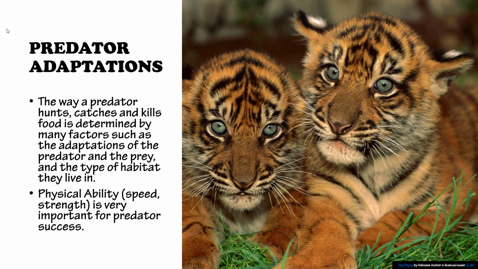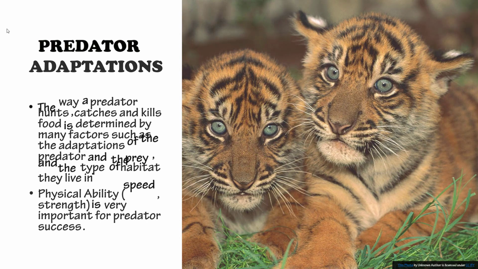Predator adaptations. The way a predator hunts, catches, and kills its food is determined by many factors, such as the adaptations of the predator and the prey, and the type of habitat they live in. Physical ability, including speed and strength, is very important for predator success.